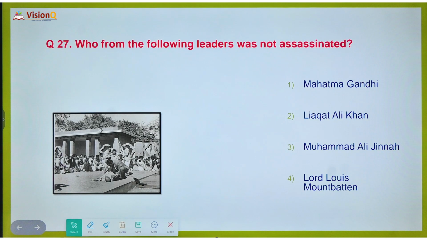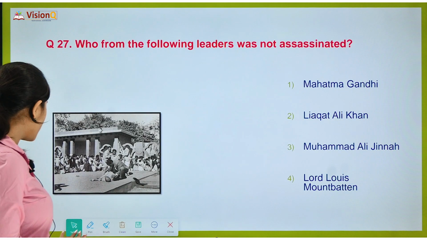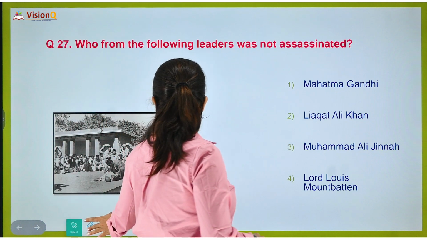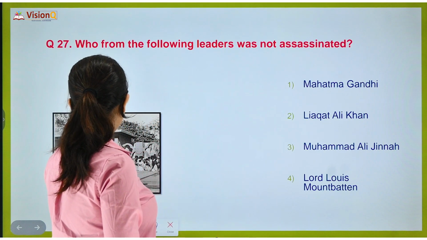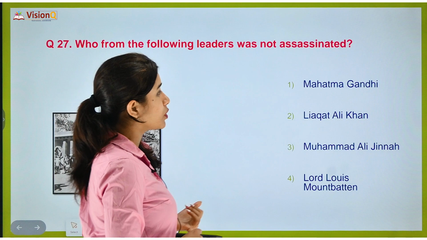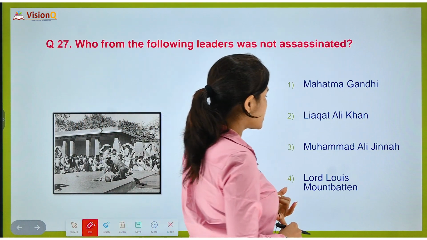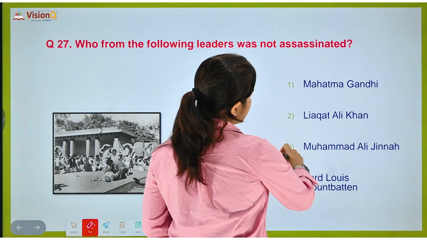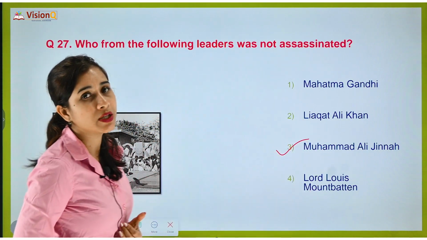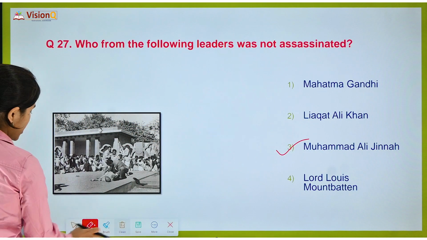Who from the following leaders was not assassinated? Assassination means political murder. We know that Gandhiji was politically assassinated. Liaquat Ali Khan was assassinated. Louis Mountbatten was assassinated. But Muhammad Ali Jinnah was not assassinated.